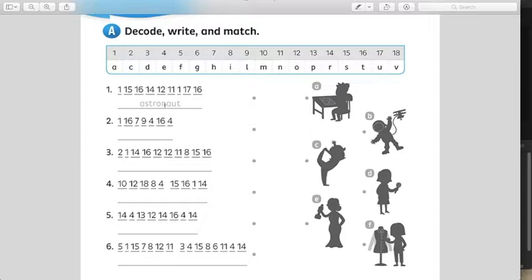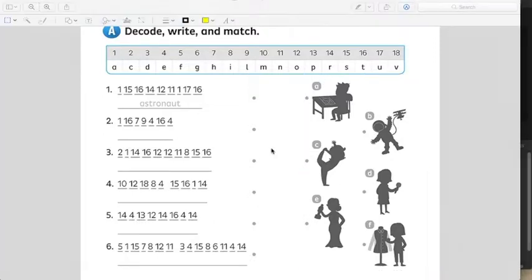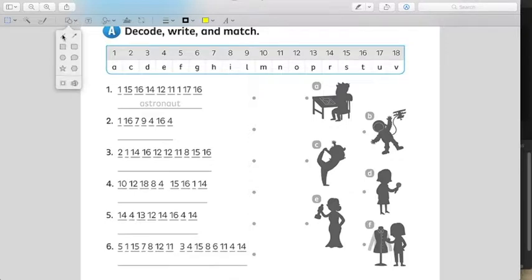Once we have the word astronaut, let's link this word astronaut to the correct picture. So astronaut would be which picture? I hope you know. You should know this. Let's draw a line from astronaut to the correct picture, and that would be this one here. So letter B is astronaut. Okay, let's go on to number 2.